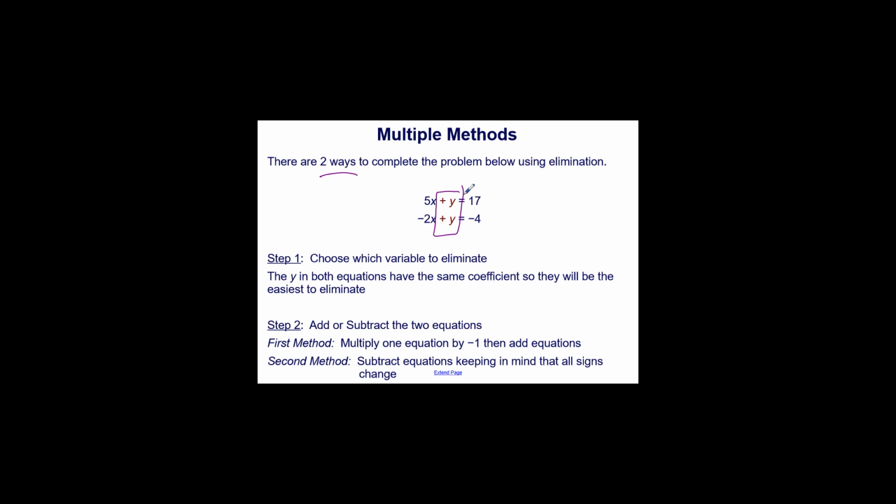So you just have to think about which one will be easiest for you when you approach these problems. Is it easiest to multiply by negative 1 and add, or to just subtract and work with the signs as you go? We'll show that here. We have our two equations. In the first method, we're multiplying the first equation, because remember we had a positive 1 and positive 1 coefficient for y.